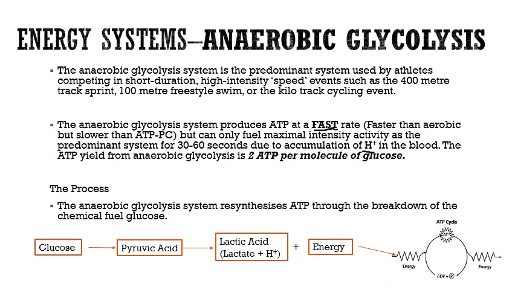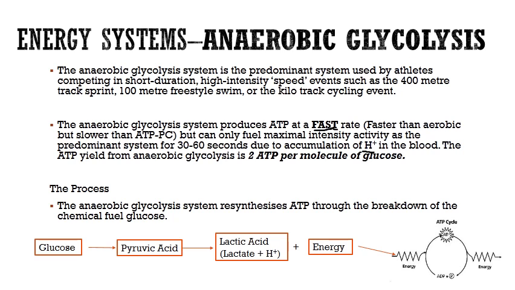So what does the process look like? The input is glucose as your chemical fuel. Glucose is broken down through a chemical reaction called glycolysis, and that converts the glucose into what we call pyruvic acid. The pyruvic acid is then further broken down into lactic acid, and lactic acid is broken down into lactate and hydrogen ions, plus energy, because that's the whole point of it.